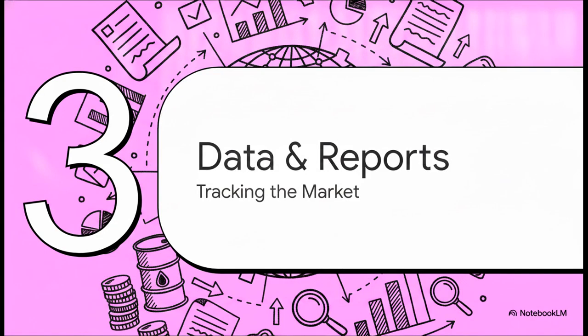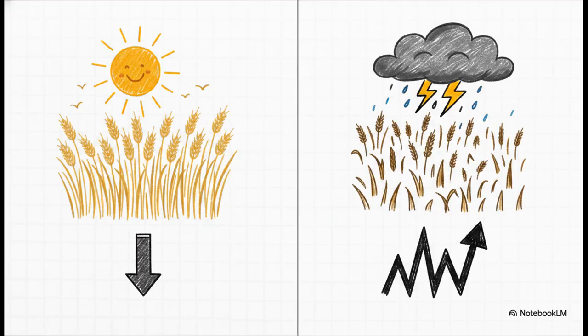Section 3, Decoding Data and Reports, Tracking the Market. To predict these massive shifts, you need cold, hard data. For agricultural commodities, crop reports giving acreage and yield estimates are vital. But weather reports, they're the ultimate wildcards. A delayed monsoon in India can absolutely devastate rice production. Long-term climate patterns, El Niño or La Niña, can severely disrupt the supply of coffee and soybeans in Brazil.